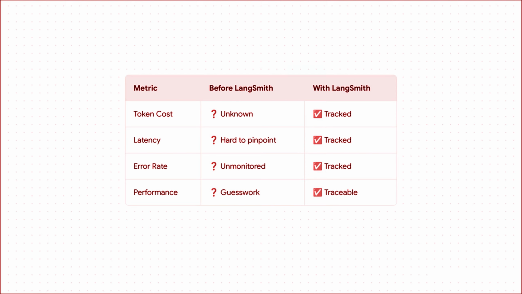Are you accidentally blowing your budget on token costs? Where are the bottlenecks that are making your app slow? What's your actual error rate in the real world? Without LangSmith, you're just guessing. LangSmith turns on all the lights, making every single one of those critical metrics visible and traceable. It's the difference between hope and engineering.